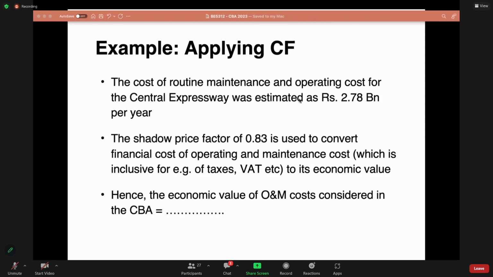You basically have to multiply 2.78 billion by 0.83, isn't it? To get the economic value of the operation and maintenance costs. So it's around 2.3 billion per year, the actual economic value of the O&M costs. I'll show you in the report actually.